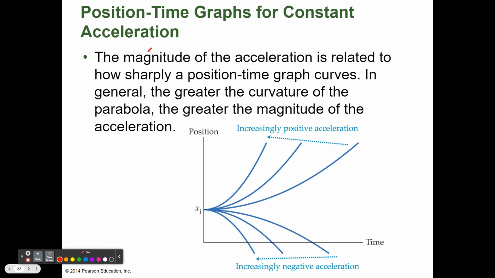Then the magnitude of the acceleration tells us how wide our parabola is going to be. The greater the curve of the parabola, the greater the magnitude of the acceleration. So the greater the curve, like this one right here, means it would have a much greater magnitude of acceleration than compared to this one out here, which is much wider. Okay, so the sharper the curve, the greater the magnitude.